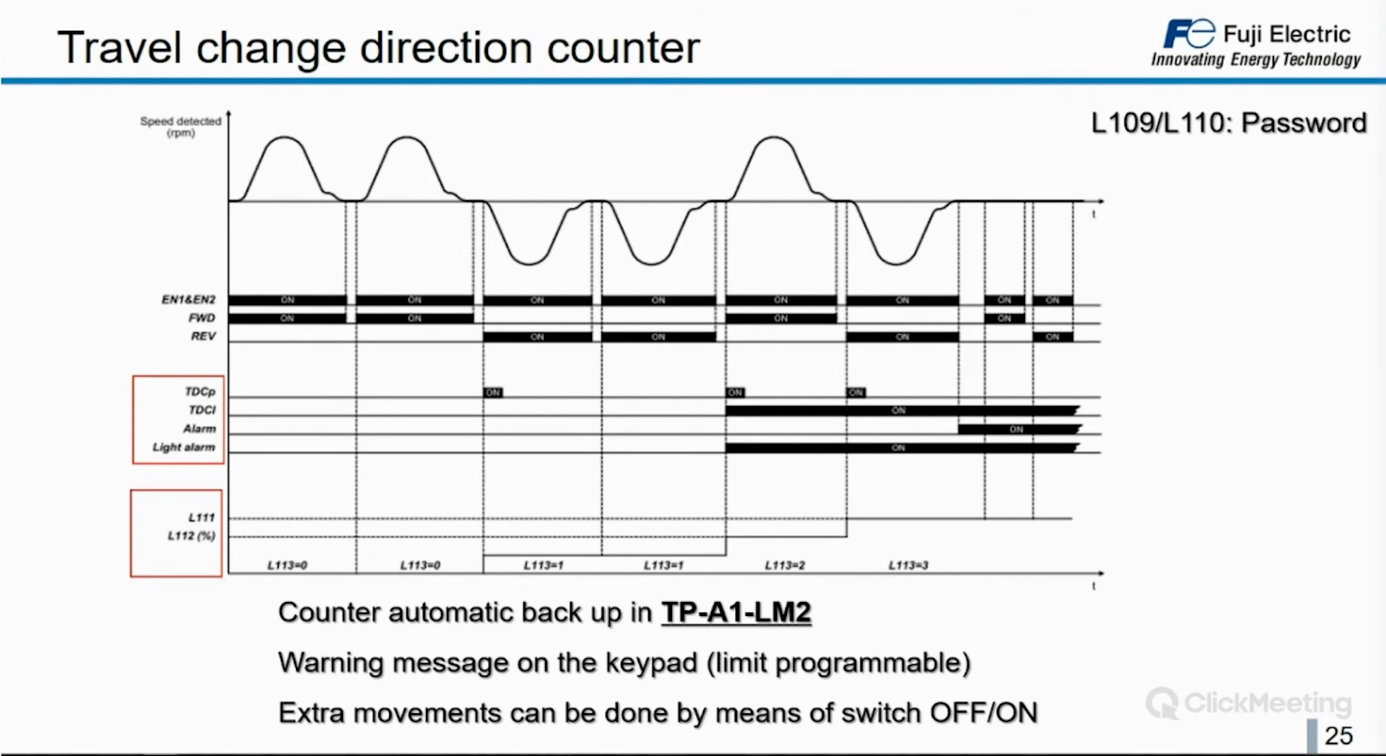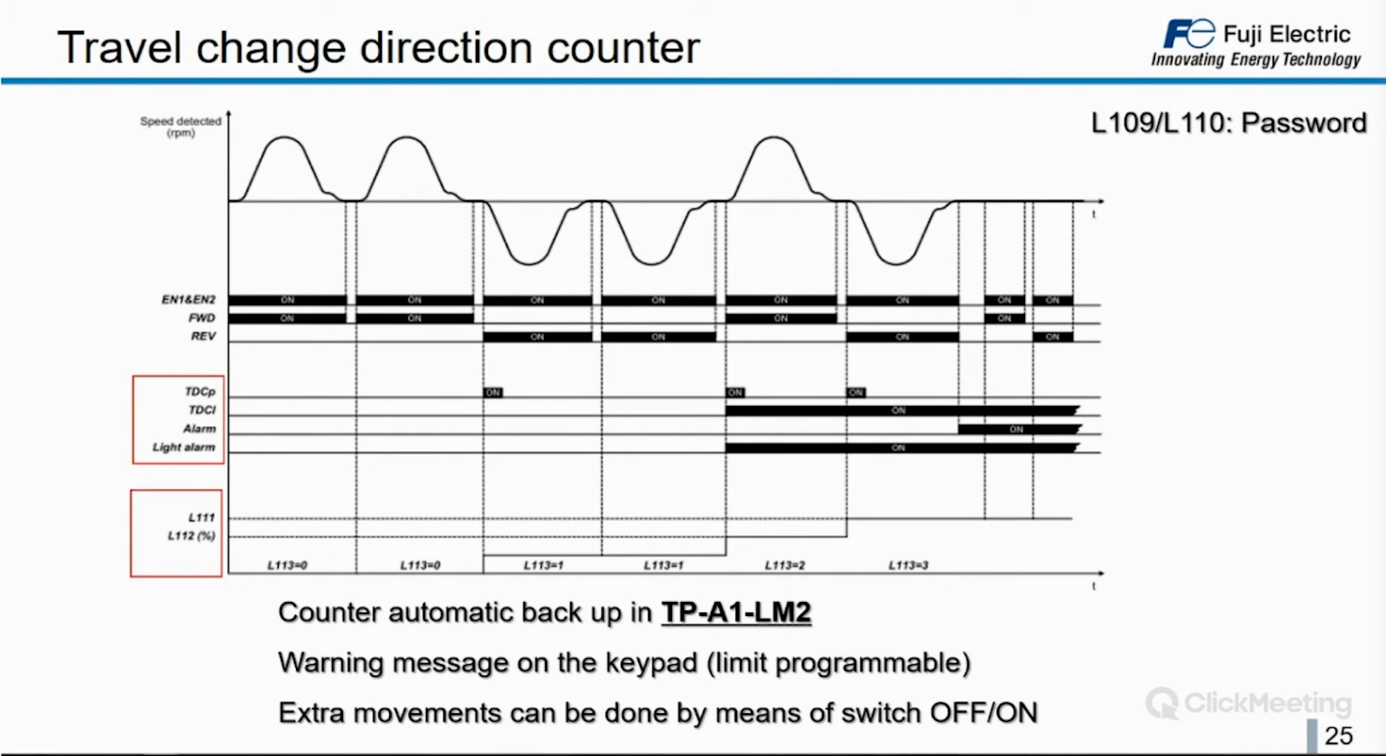We have a warning message that can be adjusted on the inverter in order to warn the workers or the lift maintenance people that the limit is almost close. You can adjust this parameter to inform, say, some weeks before or some days before that this is going to happen. Then on the keypad, you will see a flashing signal saying, warning, you are almost reaching the limit.